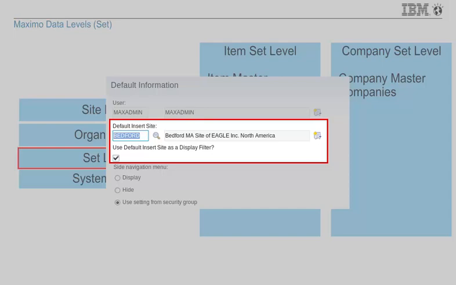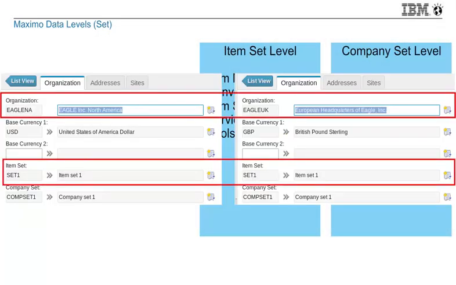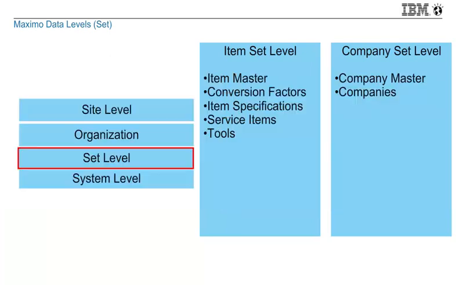For example, if the user's default insert site was Site A, when the user creates a new item record, Maximo inserts the item set assigned to the organization which Site A is a member. This enables organizations sharing the same item set to share the same item master list and later move or transfer rotating assets. You can think of the item master as a product catalog. The main applications associated to the item set level are tools and item master records.